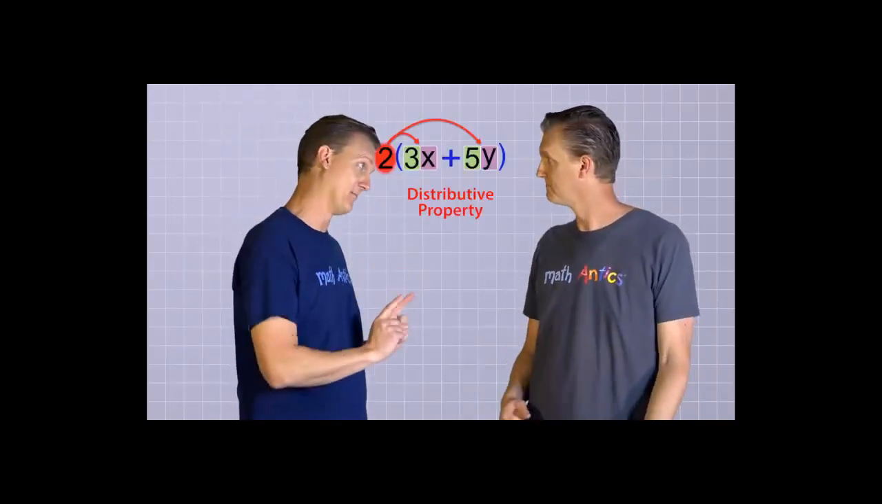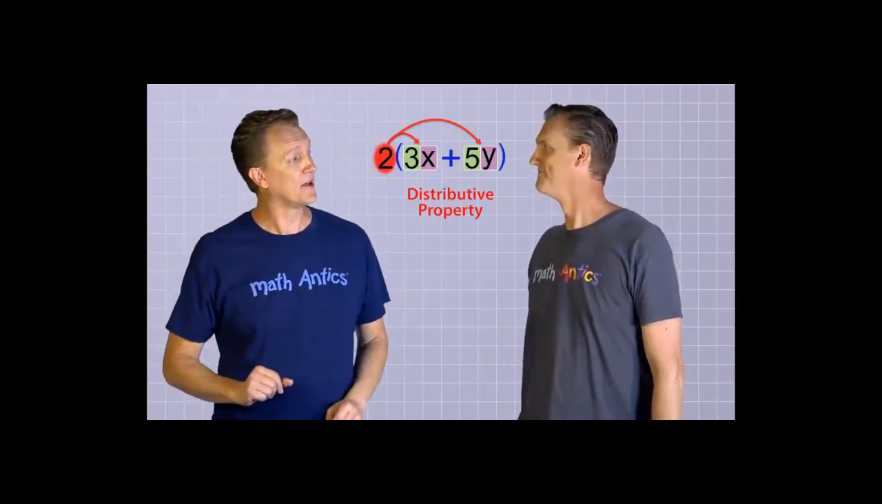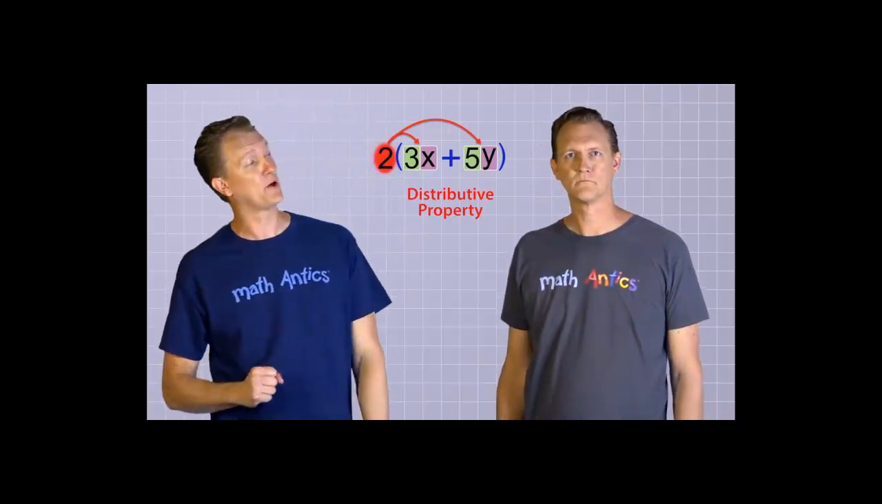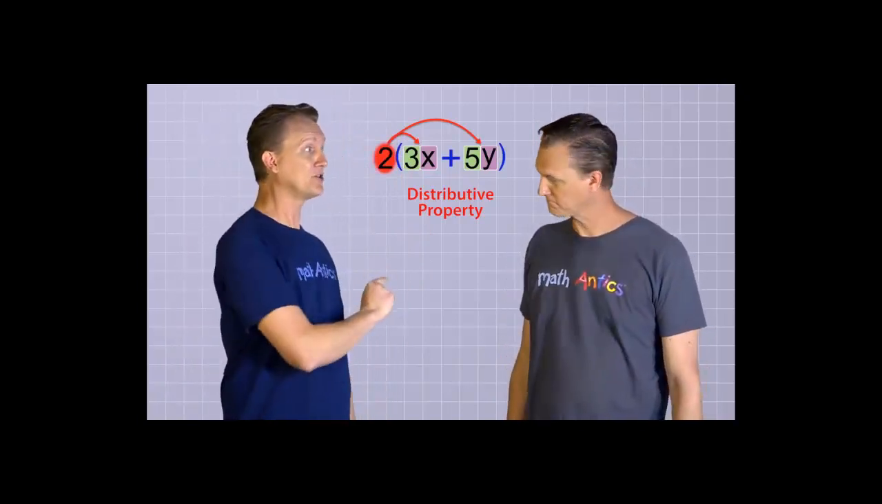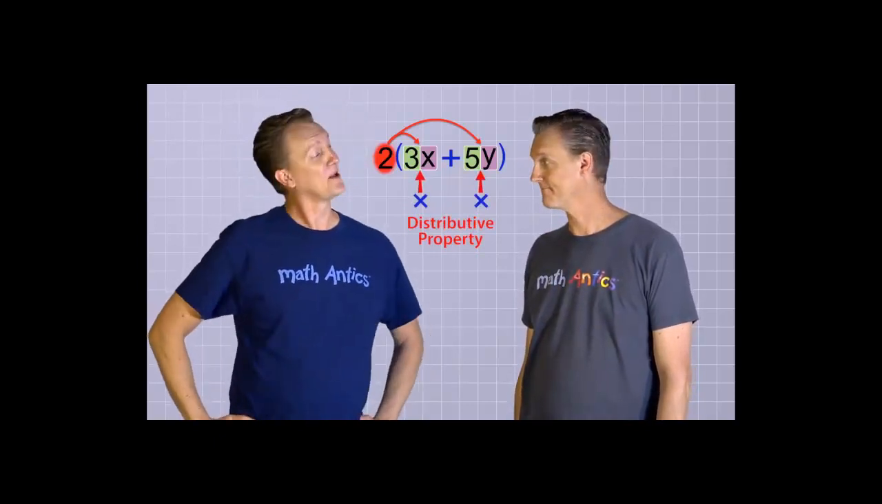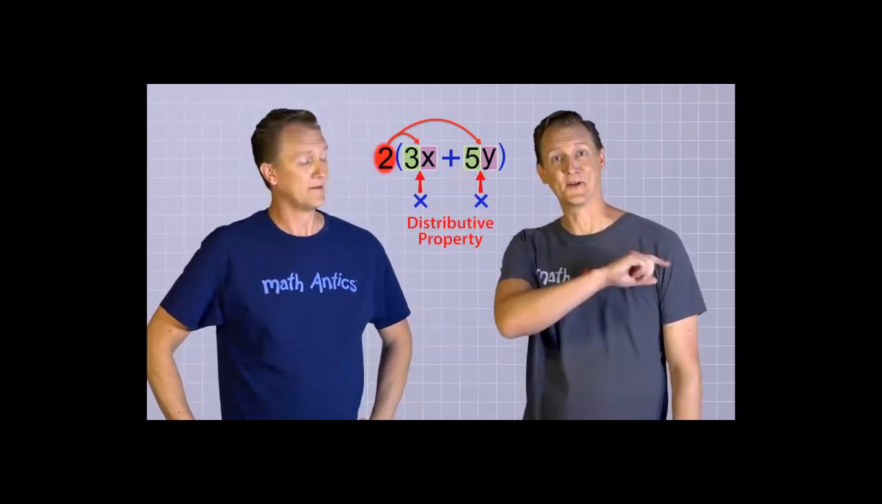Wait just a second here. I noticed earlier that you said that the distributive property does not work with members of a group that are being multiplied. And I also noticed that these terms do have multiplication. What's up with that? That's a good question.